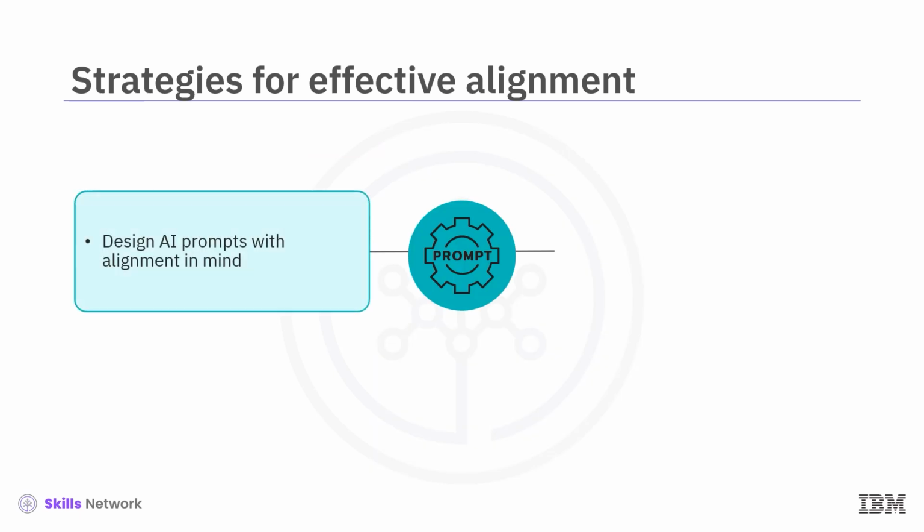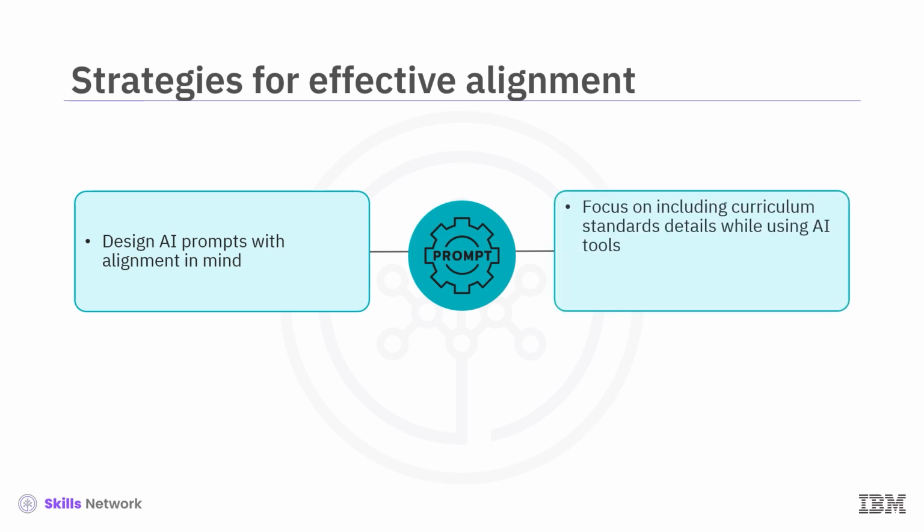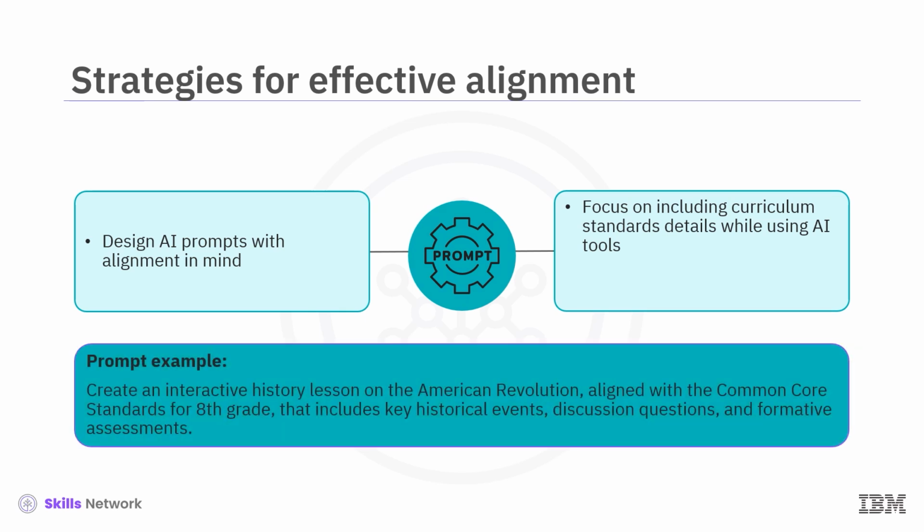The third strategy is to design AI prompts while keeping alignment in mind. When you use tools such as ChatGPT or any education-specific platforms, your focus should be on including details about curriculum standards. For instance, you can write a prompt: create an interactive history lesson on the American Revolution aligned with the Common Core standards for 8th grade that includes key historical events, discussion questions, and formative assessments. You help the AI generate more targeted and compliant content by specifying the standards directly.